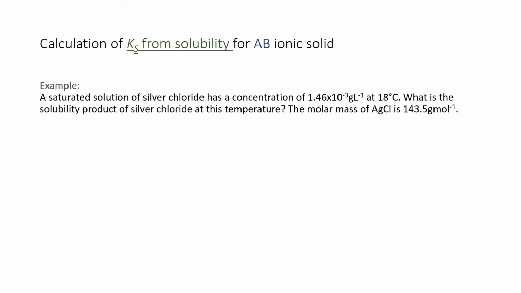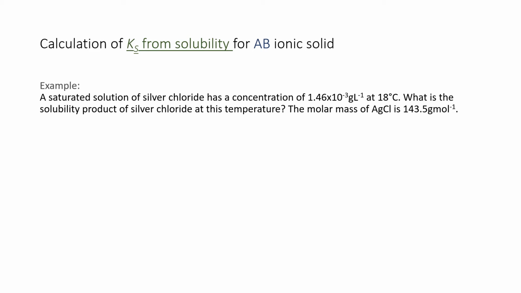A little bit more complicated one. A saturated solution of silver chloride. They tell you saturated solution. As soon as you see saturated solution, you should know I'm dealing with a K sub S. It has a concentration of 1.46 times 10 to the negative third grams per liter at 18 degrees C. What is the solubility product of silver chloride at that temperature? And they give you the molar mass of silver chloride as well.